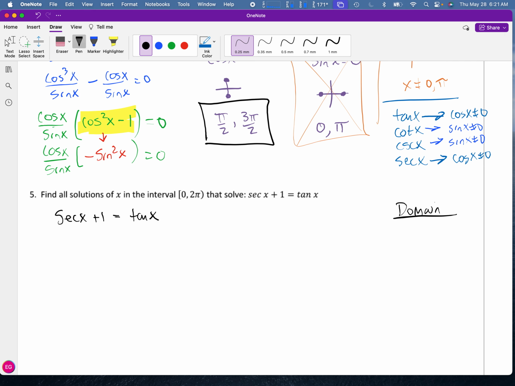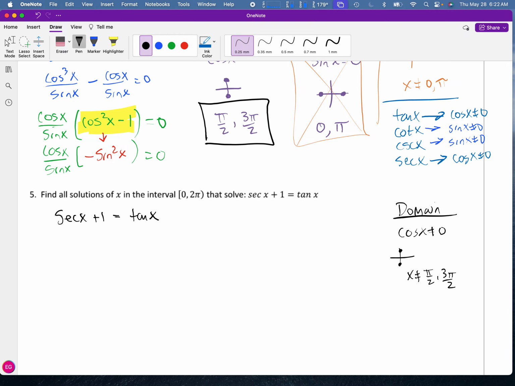Okay, so a secant is really 1 over cosine. So I know that cosine x is not going to be able to equal 0 because that's going to violate the domain for the secant part, and then tangent is sine over cosine, so I end up getting the same thing, that cosine x can't equal 0. I need to figure out when that is. Cosine is 0 when I'm at pi over 2 and 3 pi over 2. So my domain restrictions from 0 to 2 pi are that x cannot equal pi over 2 or 3 pi over 2.